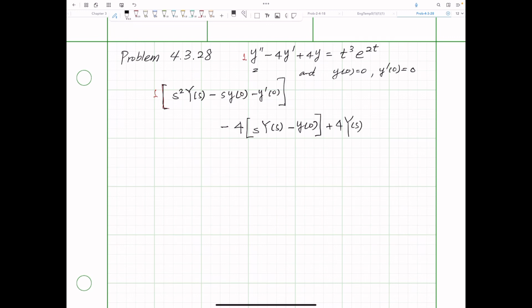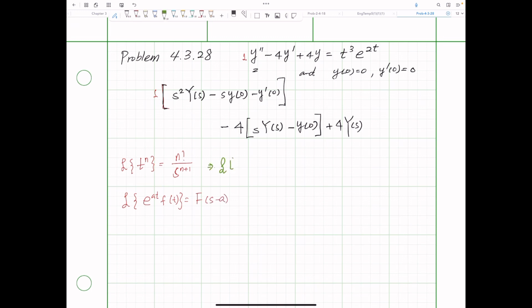Now for t cubed times e to the 2t. For the Laplace transform of t to the n, that is n factorial over s to the n plus 1. And then also the first translation theorem says the Laplace transform of e to the at f of t equals F of s minus a.